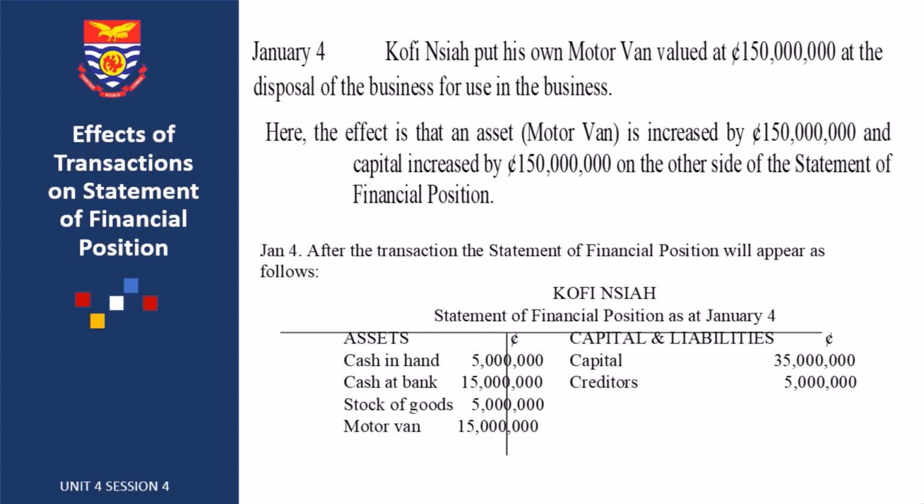So remember, the owner started with 20 million Ghana cedis and has now increased it by 150 million Ghana cedis through the donation, or allowing the business to have the control and usage of his motor van. So the total capital is no more 20 million Ghana cedis, but 170 million Ghana cedis.